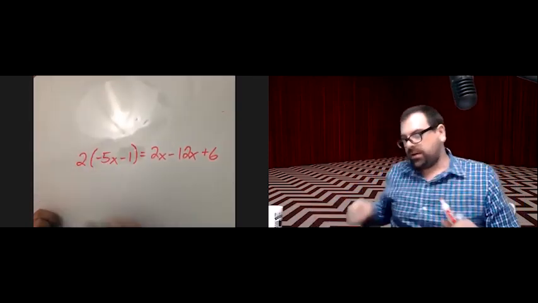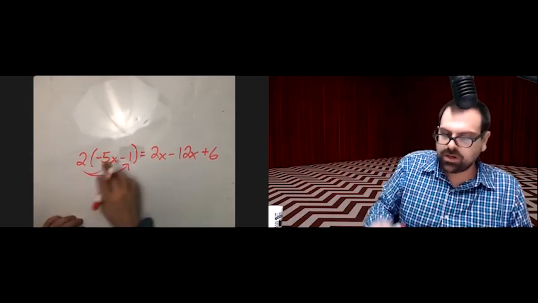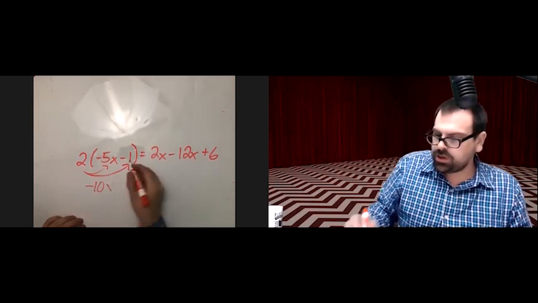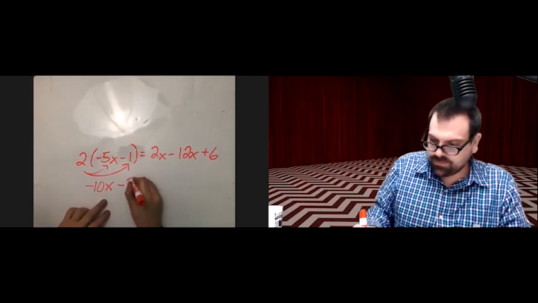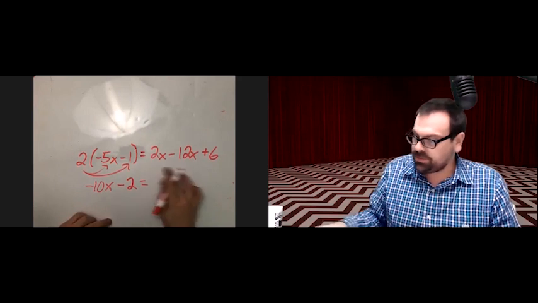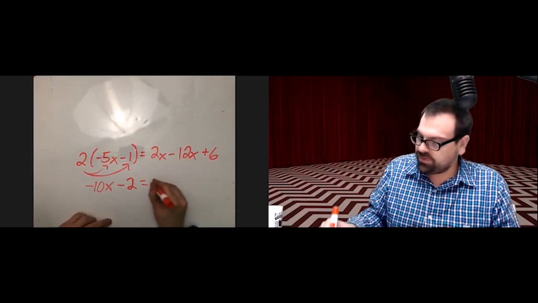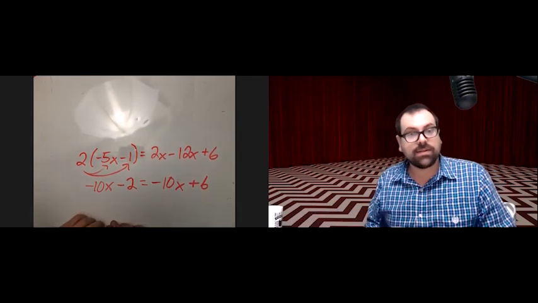If we solve here, distribute to get rid of the parentheses. 2 times -5x is -10x. 2 times -1 is -2. Equals, combine like terms. 2x minus 12x is -10x plus 6.